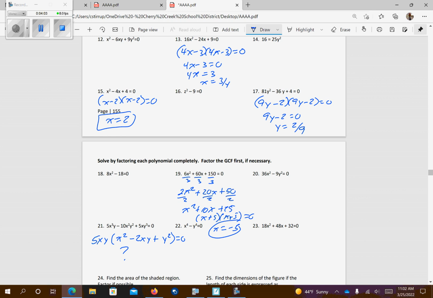From number 23, looks like I can divide everything by 2, including the 0. So that's going to give me 9x squared plus 24x plus 16 equals 0. And this is going to factor to 3x plus 4 and 3x plus 4. So I'm equal to 0. Solve one of them. So you're going to subtract 4, divide by 3.